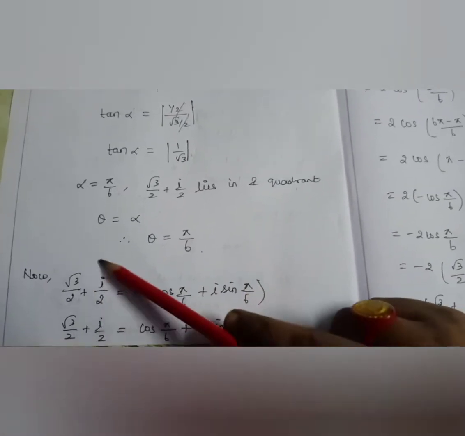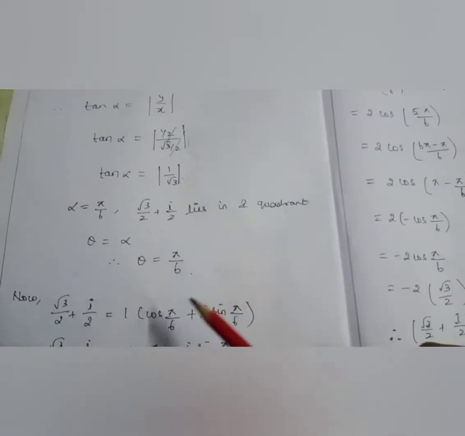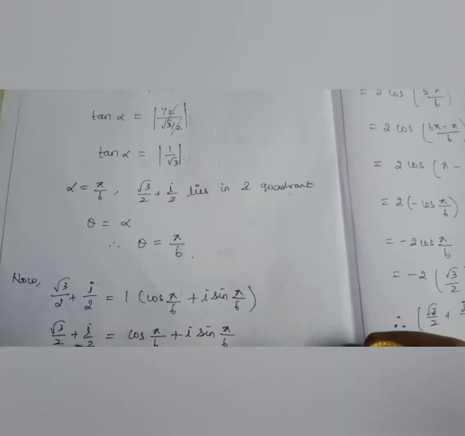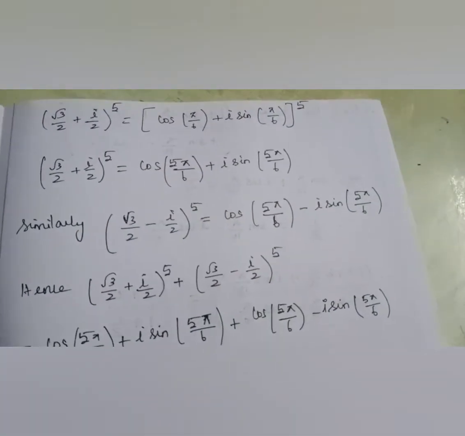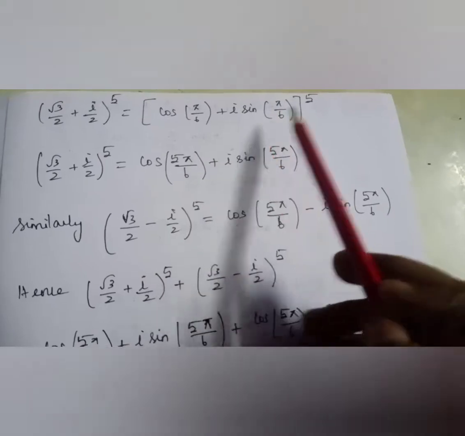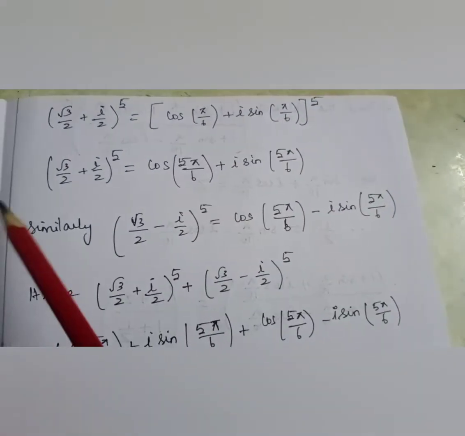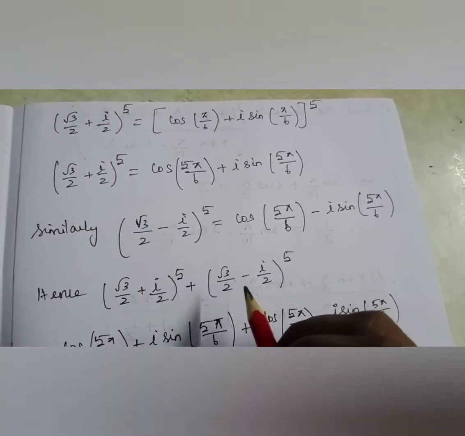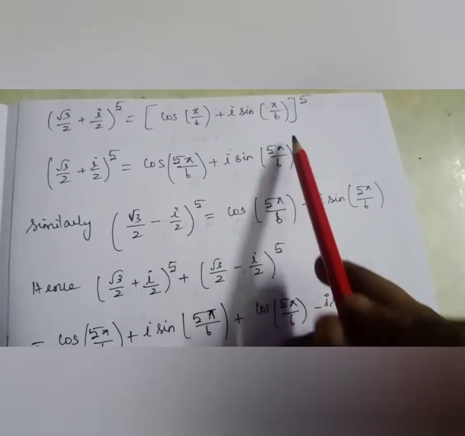Now write the conversion. Root 3 by 2 plus i by 2 is equal to, r value is 1. Can you all see? r value is 1. So 1 into cos theta, theta is pi by 6. So cos pi by 6 plus i sin pi by 6. So root 3 by 2 plus i by 2 is equal to cos pi by 6 plus i sin pi by 6. Now our (root 3 by 2 plus i by 2) the whole power 5 becomes (cos pi by 6 plus i sin pi by 6) the whole power 5. Now you all remember De Moivre's theorem? We went through it now also. That is (cos theta plus i sin theta) the whole power n can be written as cos n theta plus i sin n theta. So bring this 5 here, no? So this becomes cos 5 pi by 6 plus i sin 5 pi by 6.